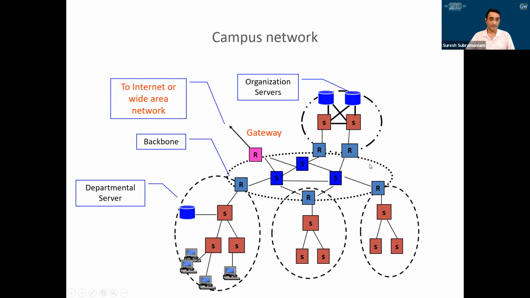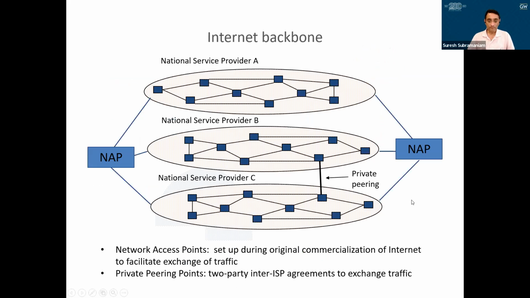And this is the gateway, as I said. Okay. Now, how does the nationwide network look? So you're connected to the internet service provider. What's in the internet service provider? We know that there are multiple internet service providers, right? So for example, here's service provider A, service provider B, and service provider C.